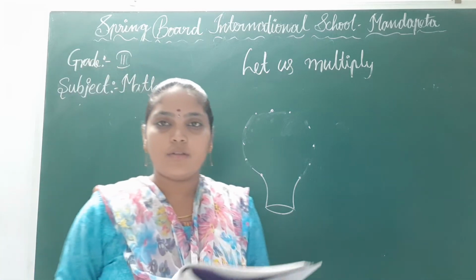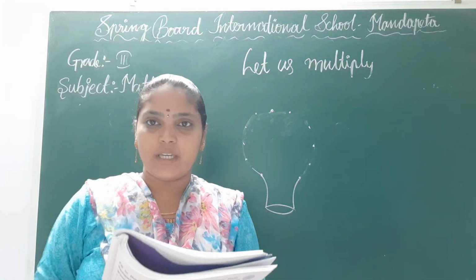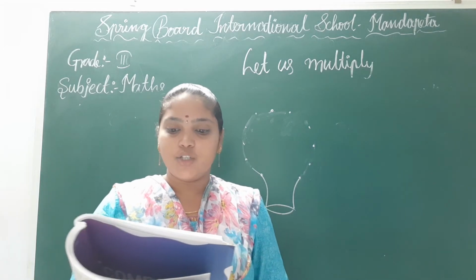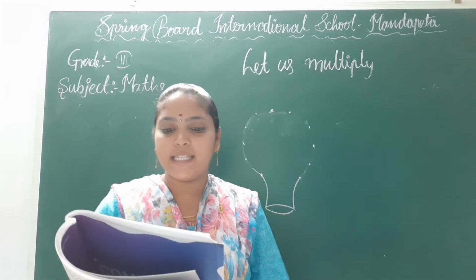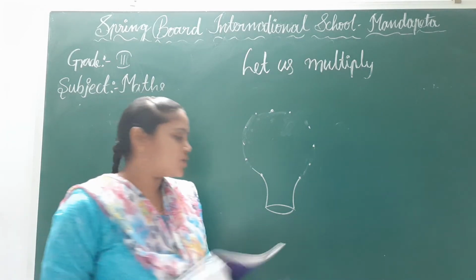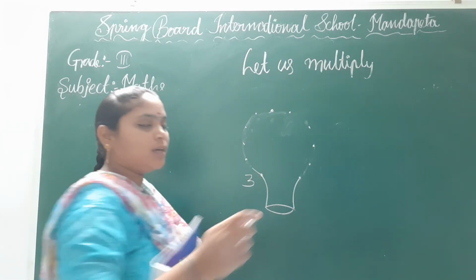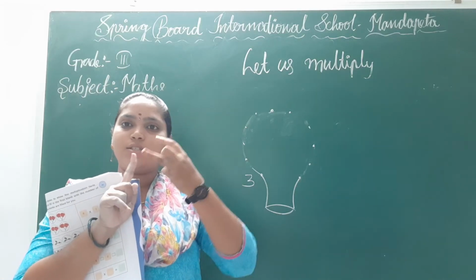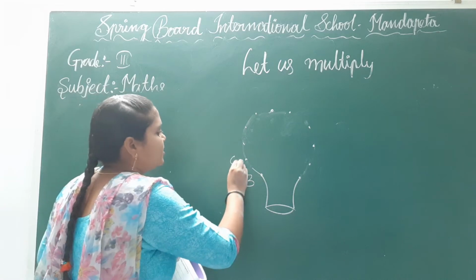Next one, fourth question. Skip count in threes. Write the numbers near the dots in order. Join the dots to complete the picture. Okay, here skip count in threes. So first 3 is given. So skip count of 3, after 3 comes 4, 5, 6. So you have to write 6 here.